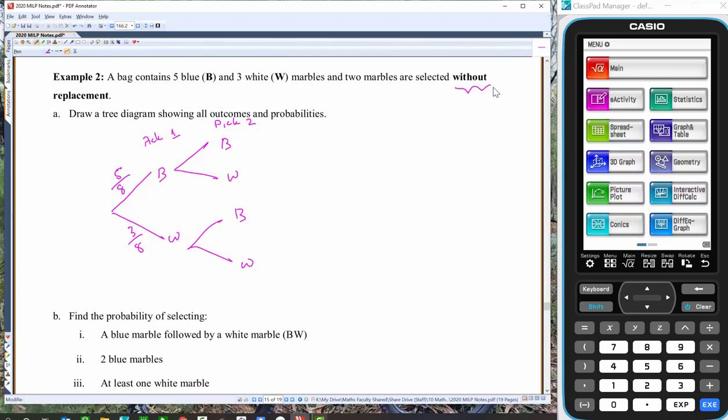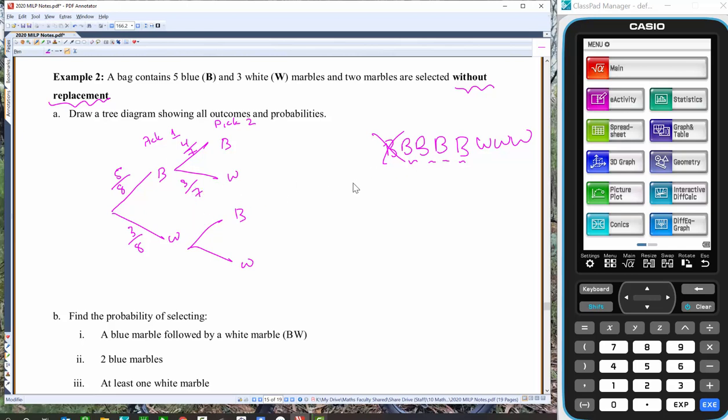Well, we're going to note that this is without replacement, i.e. a marble has been selected and it's not chucked back into the bag. So if we've picked a blue, originally we had 5 blue marbles and 3 white. If we've picked the blue first on pick 1, that means there's 4 blues left out of a total of 7 marbles now. What are we getting if we get a white? That's going to be the 3 white marbles out of the 7.